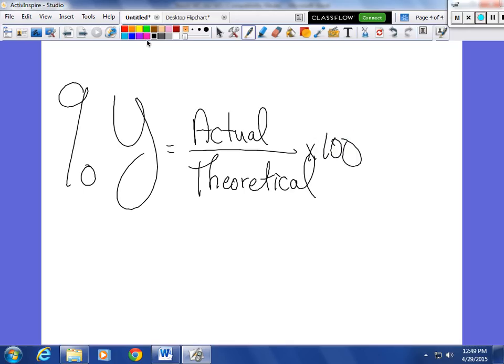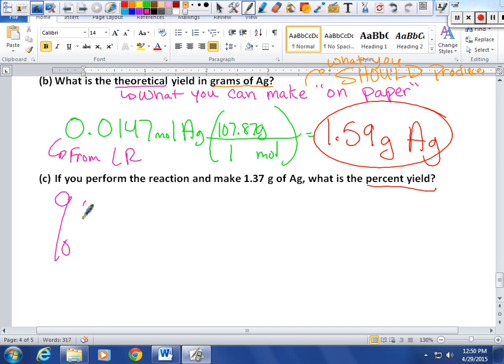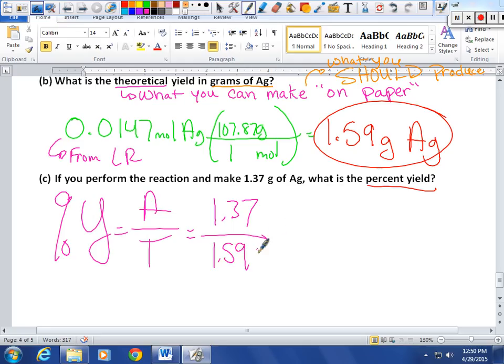And I've got an even easier way to remember it. It's what you got divided by what you want. I got how many grams when I did the lab? 1.37. What did I want? I wanted 1.59. It's what you got divided by what you want. So again, percent yield is actual over theoretical. The actual was 1.37 divided by 1.59 times 100 gives me what percent?